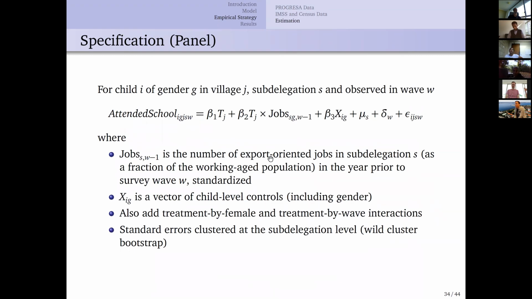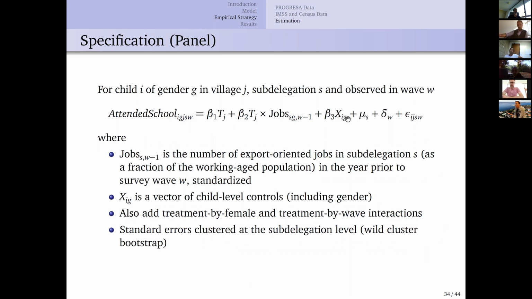Okay, so our specification is the following. We have child i, gender g, village j, subdelegation s, and observed in wave w. This is for the panel data set where we have multiple waves. We look at whether they attended school, I think it's the past month, regressed on treatment and treatment interacted with jobs, where jobs is the number of export-oriented jobs in your subdelegation, again normalized by the working age population, in the year prior to the survey wave.